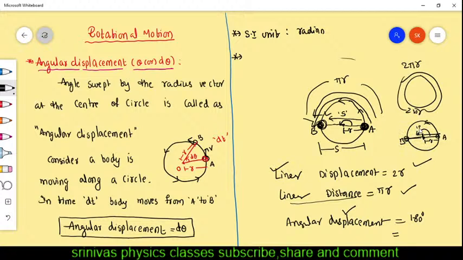Now it is rotated by 180 degree. This angle through which the radius vector rotates is called angular displacement. Angular displacement is 180 degree. You can also express this in radians. 180 degree equal to how many radians? Does anyone know this? 180 degree is equal to pi radians. Remember it. Or 360 degree is equal to how many radians? 2 pi radians. But you must express in radians.